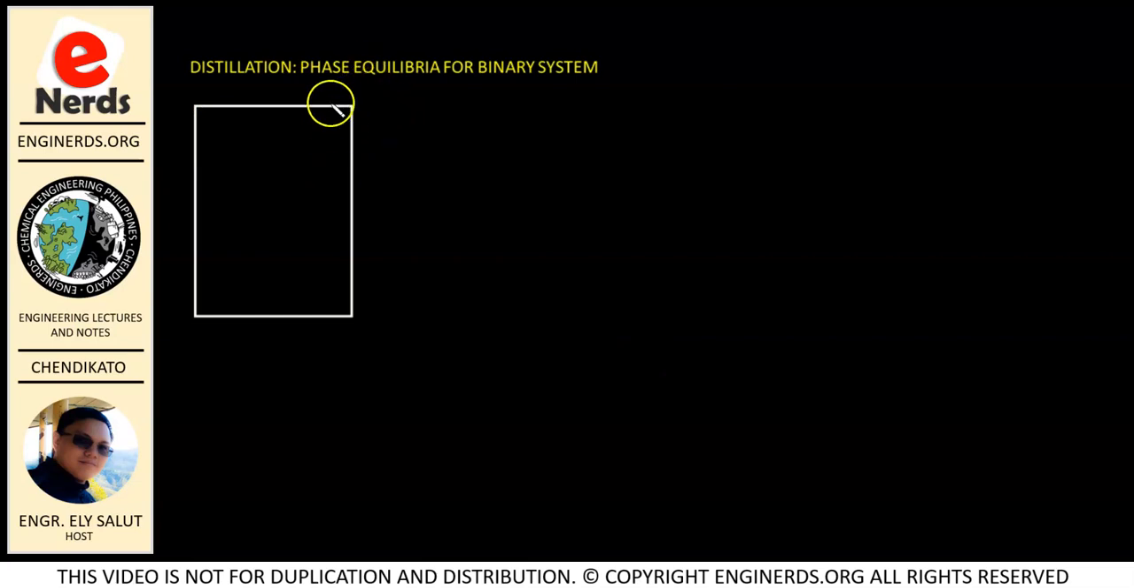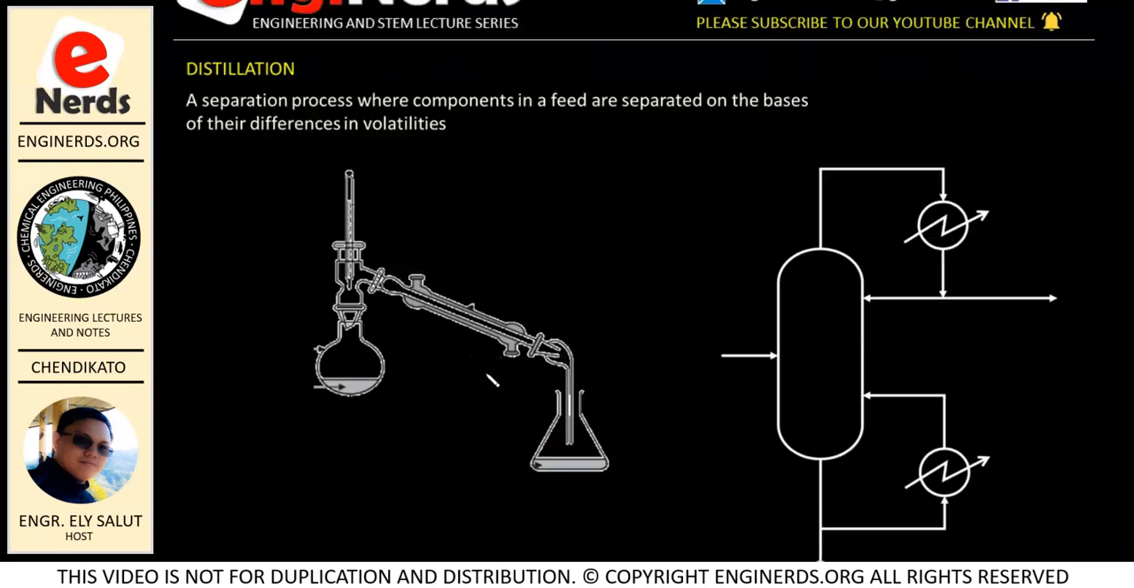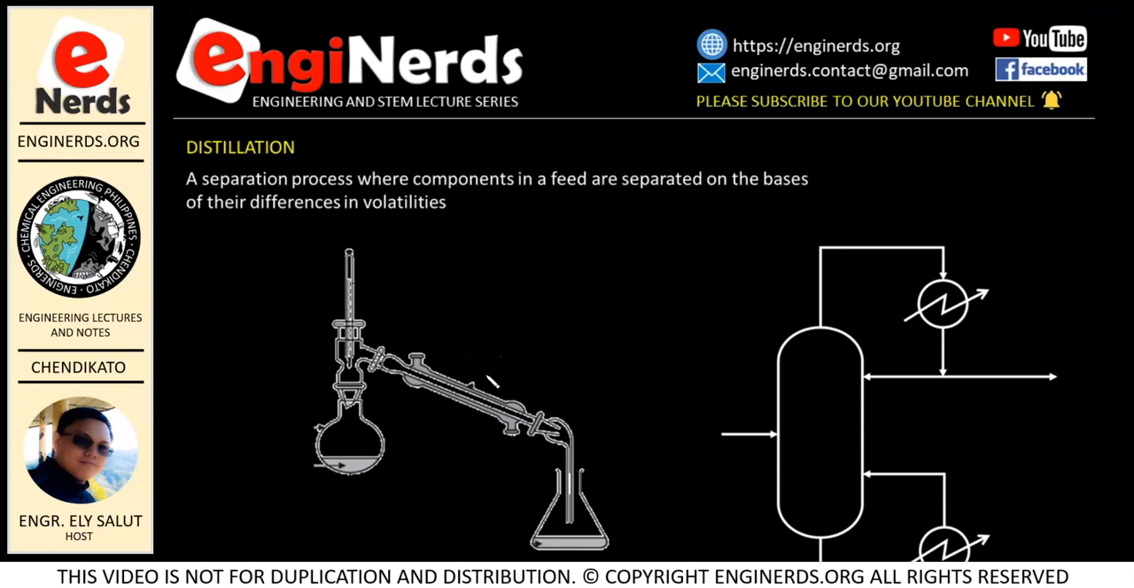Well, let us say we have a closed container as what you can see here. And this binary system is composed of a liquid solution. So let us say this is our liquid solution having component A and component B. We only have two components because this is a binary system. Now we're going to identify these two components because, as we have said in distillation, we are able to separate the components of our solution due to their differences in volatilities, right? This is what we learned in our introduction to the distillation process.